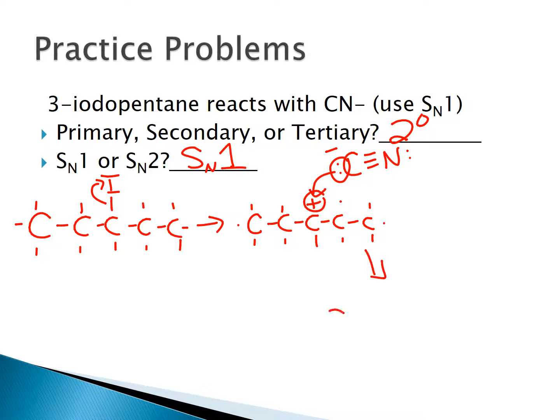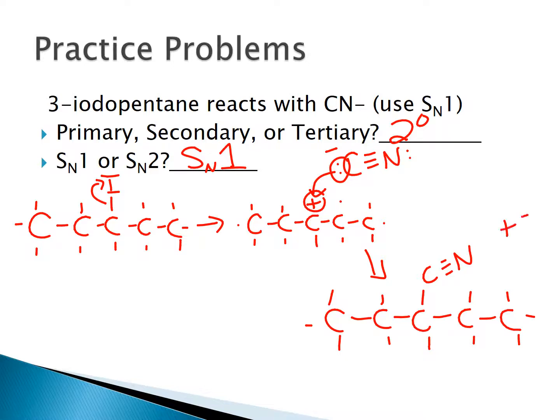And then we're going to get our final product, which looks like that. And again, remember that we generated an iodide ion. Okay.